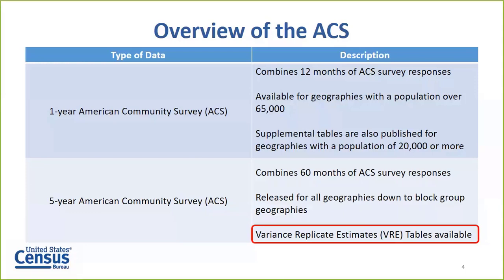In addition to the detailed tables and regular data products published on data.census.gov, data are also published on the FTP site in the Variance Replicate Estimates tables. The VRE tables are selected ACS Detailed Tables that include some additional variables. They allow data users to combine estimates both within a detailed table and between geographies. In addition, data users may use the Variance Replicate Estimates tables to calculate the margin of error for combined estimates using the methodology that is used to calculate the margin of error on data.census.gov.